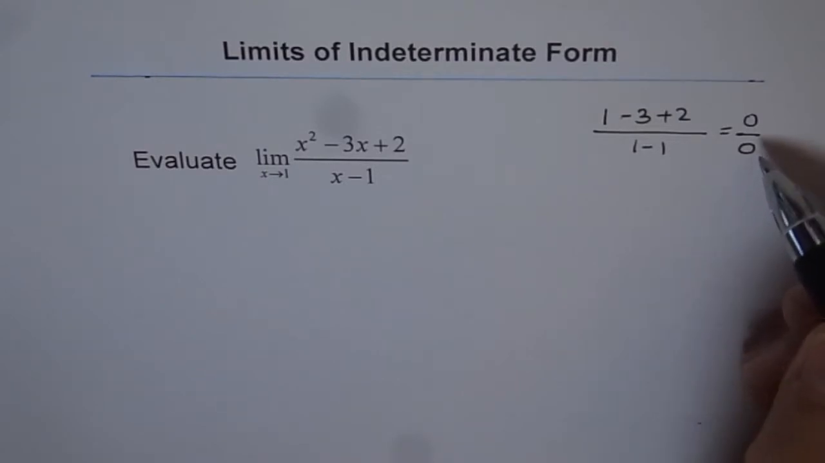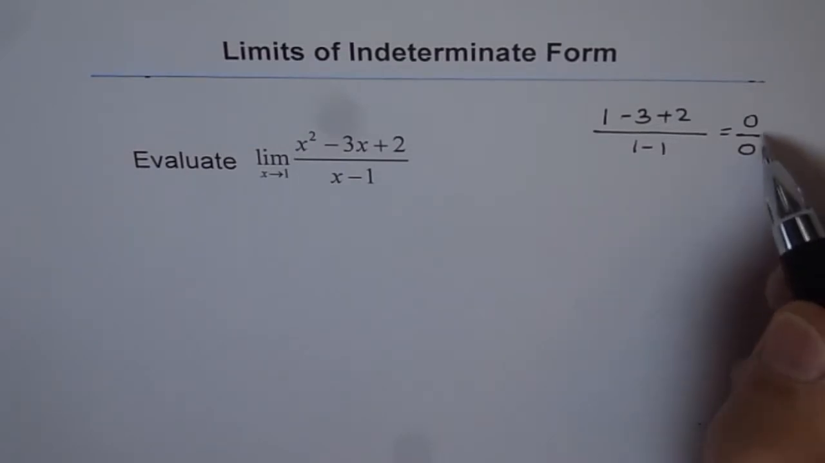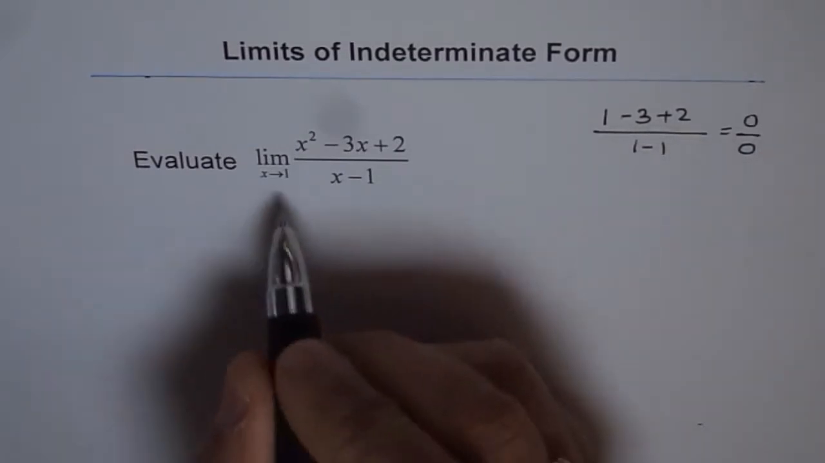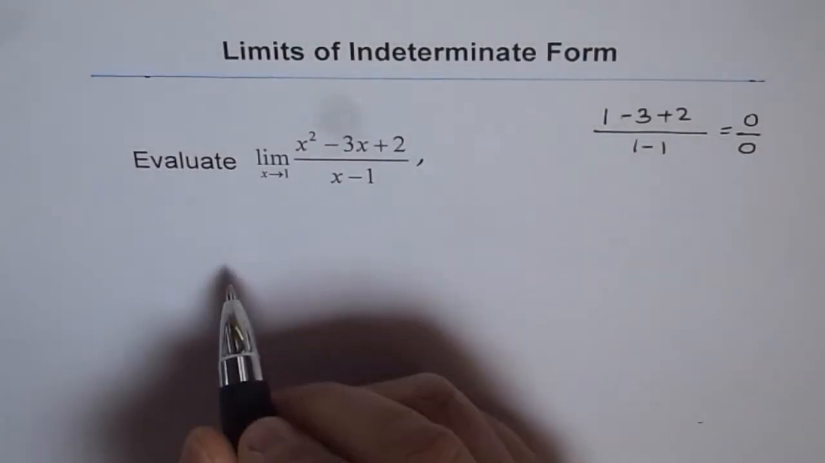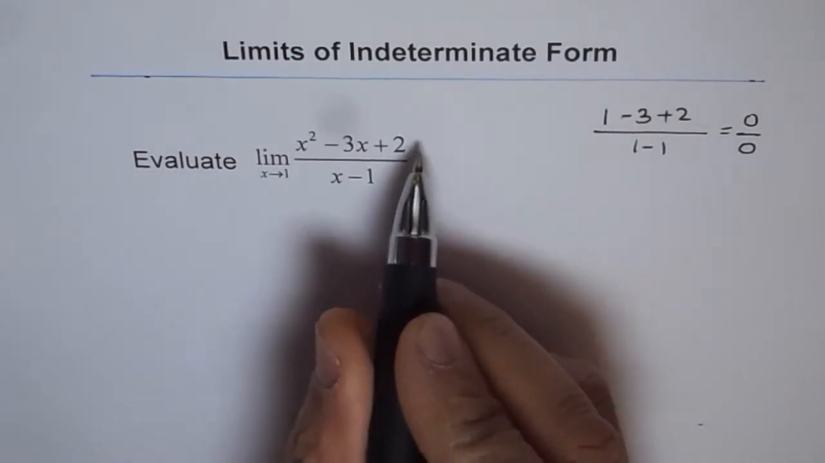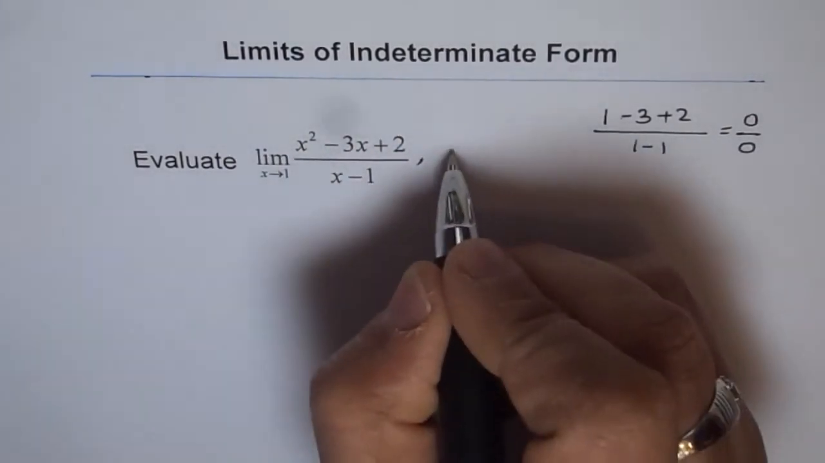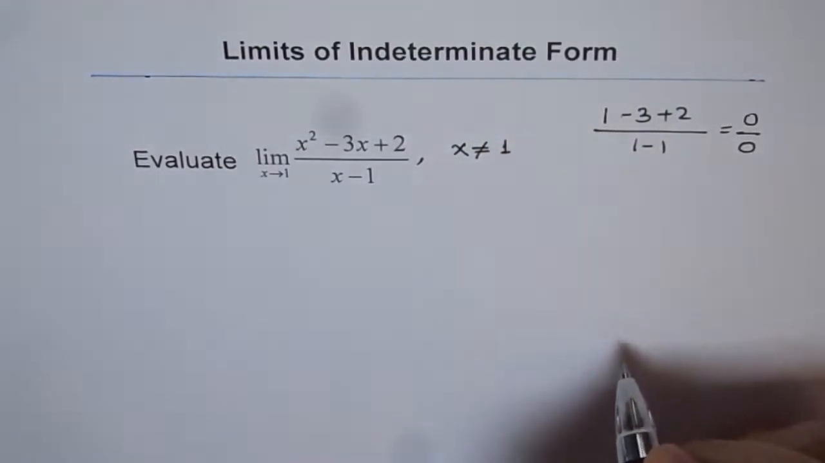we say that this is an indeterminate form. Well, in mathematics, 0 over 0 is not meaningful, right? But it does indicate that the function does not exist at x equals 1. That means 1 is not in the domain of this particular function. So we should write x is not equal to 1.